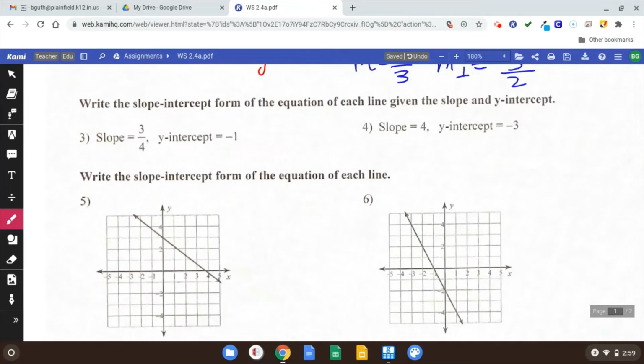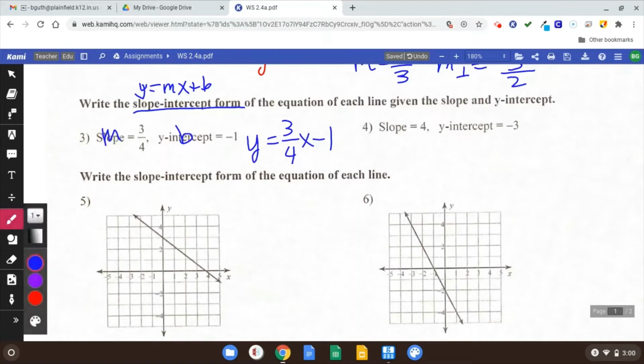Number 3 is easy, right? The slope-intercept form. So we need to make sure we know what they're asking. Y equals mx plus b. But they're giving me m and b, so this is an easy question. Y equals 3/4 x minus 1. They won't always be that easy.